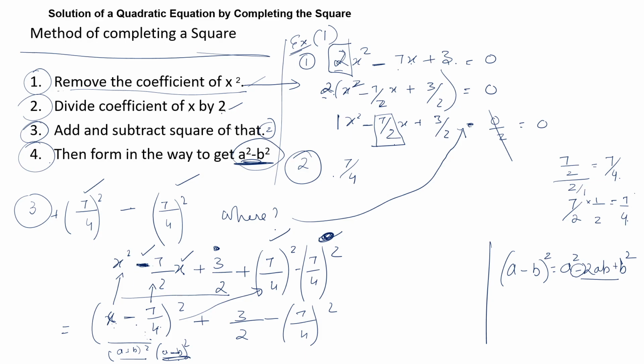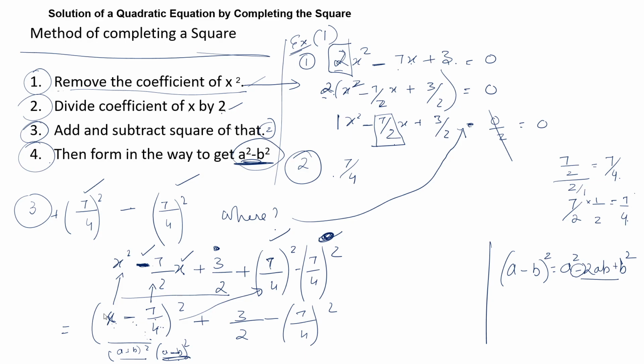That depends on the sign of the x coefficient. If it is minus, you will get (a minus b) whole square, and if it is plus, you will get (a plus b) whole square. So (x minus 7 by 4) whole square. You have to use this one, which we have added and subtracted. That will be b, that will be b square.